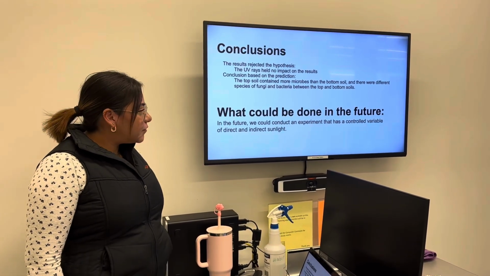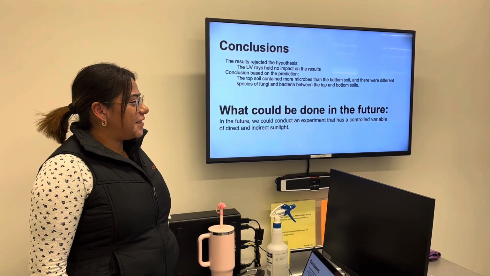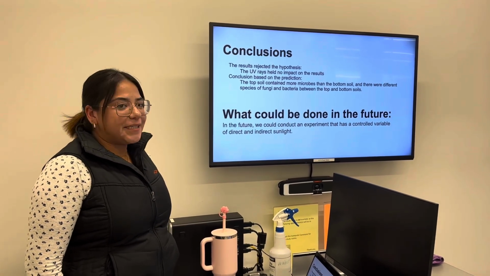What could be done in the future? In the future, we could conduct an experiment that has a controlled variable of direct and indirect sunlight.